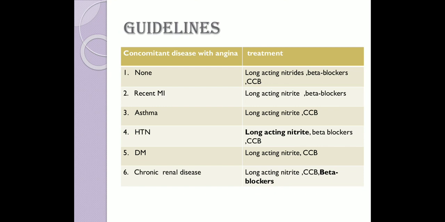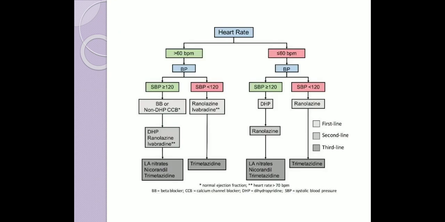Then HTN with angina, we can go for long acting nitrates and beta blockers or calcium channel blockers. If the patient has angina with DM, then we can go for the long acting nitrates and calcium channel blockers. If the patient has angina pectoris with chronic renal diseases, then we can use long acting nitrates, CCB and beta blockers. So in this diagram, I have mentioned how to follow the guidelines or how to advise the medicine to the patient.